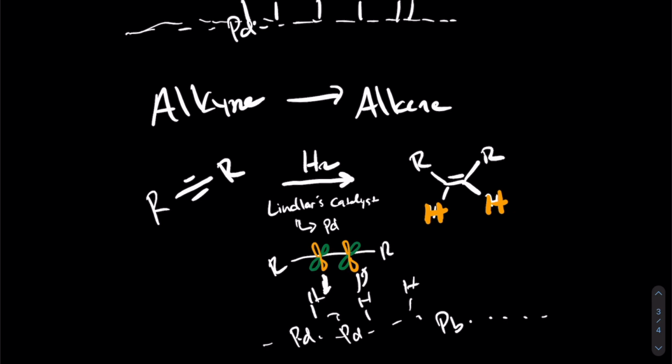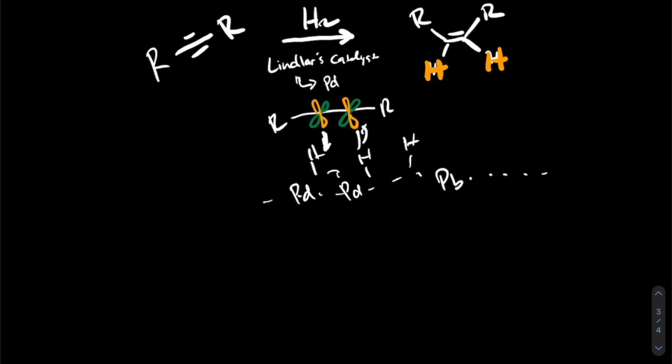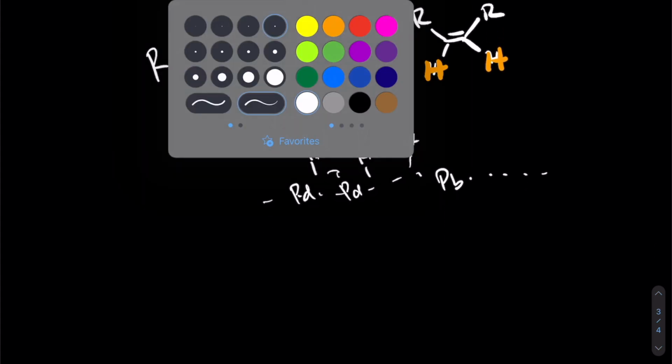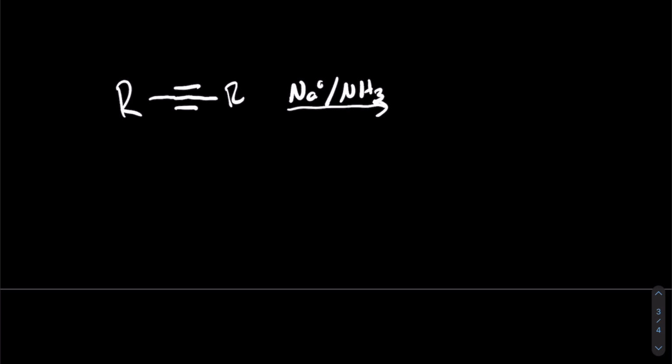Now, if you wanted to have a trans double bond, going from an alkyne to an alkene, you can actually do that too. That process uses a dissolved metal reaction, and these are really fun reactions. If you ever have an opportunity to run one, you will probably enjoy it. They usually turn deep blue. If you take sodium metal and throw it in ammonia, you will get the trans product.